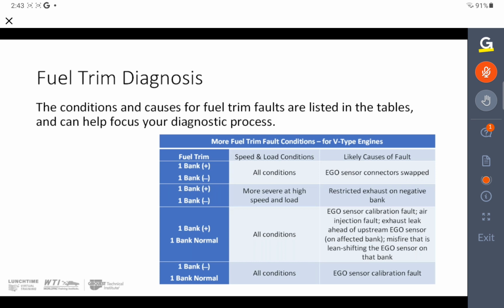And typically, we call that an imbalance. When you have an imbalance from bank to bank on fuel trims, typically whichever bank is negative is going to be the side that has the restricted exhaust. So once you know that, then you can start running your other tests, maybe doing an exhaust back pressure test. Some of the engines now have some type of a tuning valve built into the intake to change it from a single plane to dual plane intake. You may look at that.